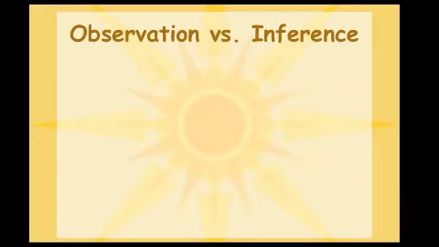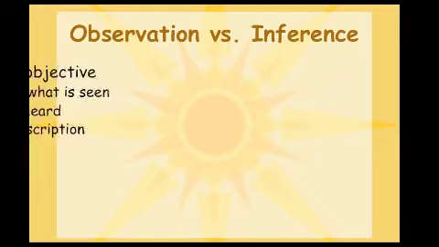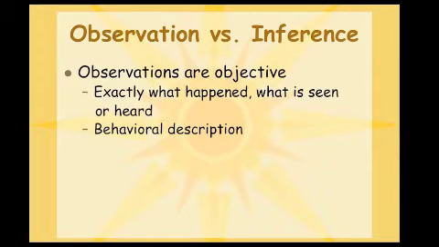Let's talk about the difference between observation and inference. Very, very important, a critical part of our work. Observations are objective. You describe exactly what is happening, what can be seen or heard, what is taken in through your senses. It's a behavioral description. Here's an example. Johnny walks over to the ball and picks it up with two hands. He lifts it high in the air and tosses it in the direction of Jennifer. The ball hits Jennifer in the stomach.